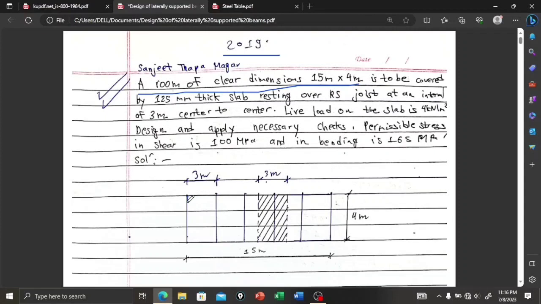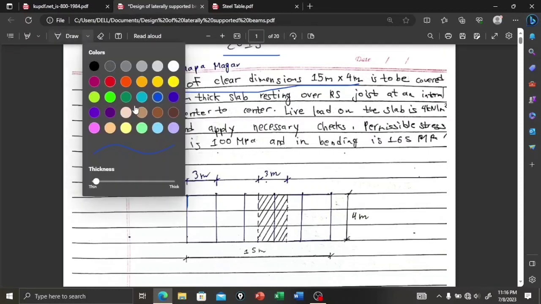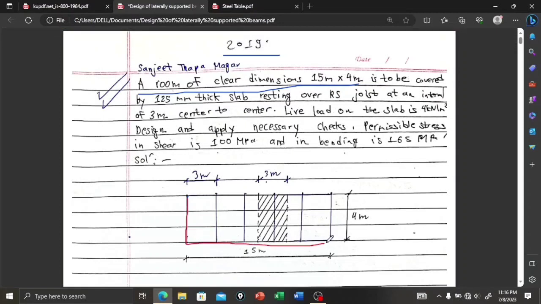This is a room of clear dimension, means from inside to inside dimension. That is, this length is 15 meter and this breadth is 4 meter, is to be covered by 125 millimeter thick slab. The thickness of RCC slab is 125 millimeter, resting over joists.